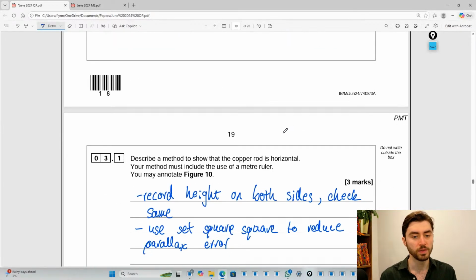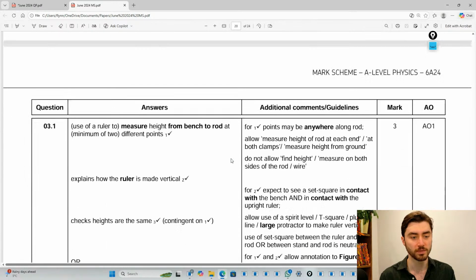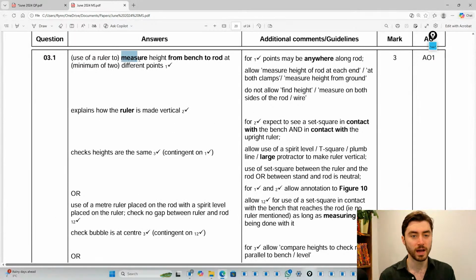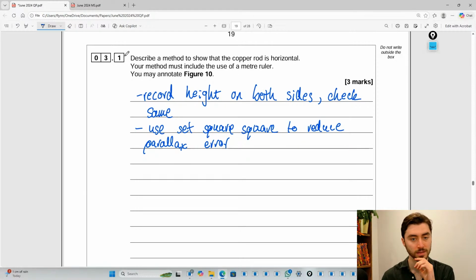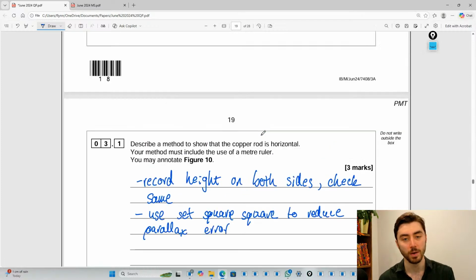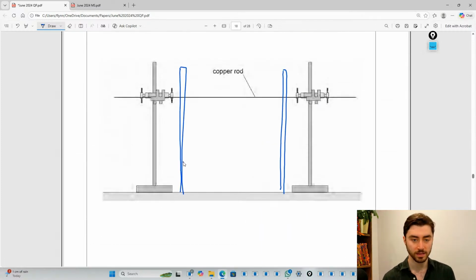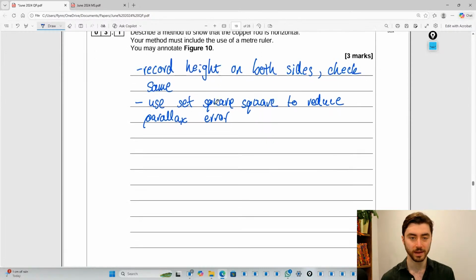So going back here to the 3.1, talking about this protocol, which you have to just sort of memorize. Measure the height from the bench to the rod at a number of different points and check the heights are the same. How the ruler is made vertical. Expect to see a set square, and this is technical language that I didn't write down that I needed. Expect to see a set square in contact with the bench and in contact with the ruler. So what I should have done is had a set square here to ensure that the ruler is vertical, and then measure that, make sure the height stays the same as you move across the wire. So what would I give myself there?